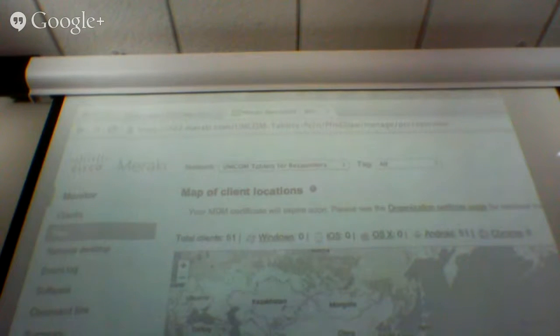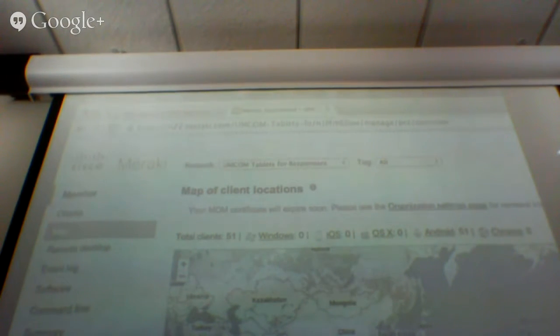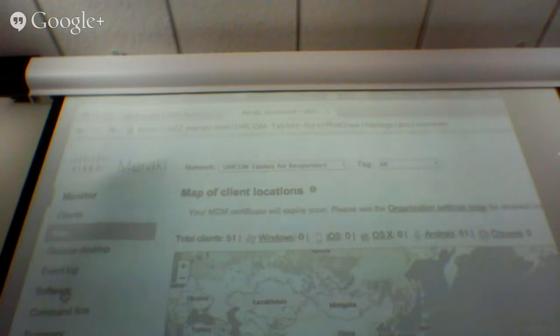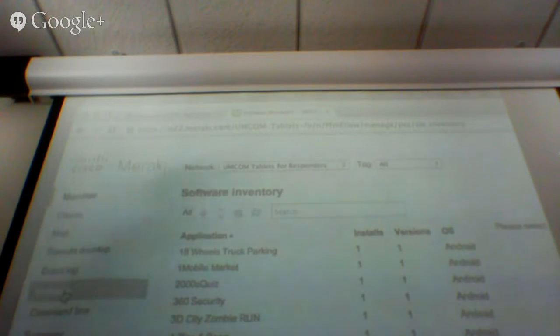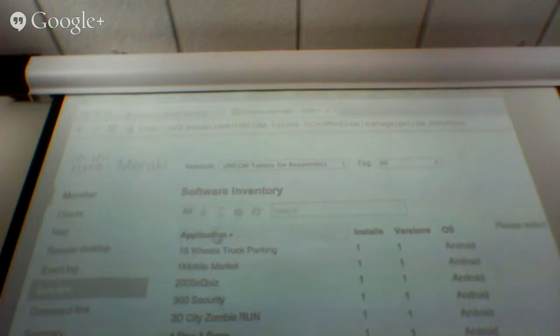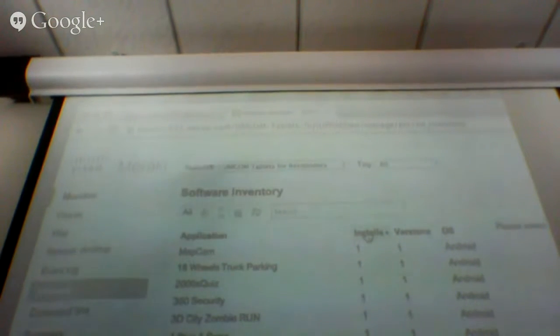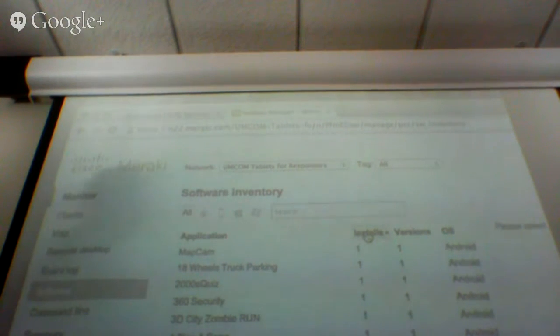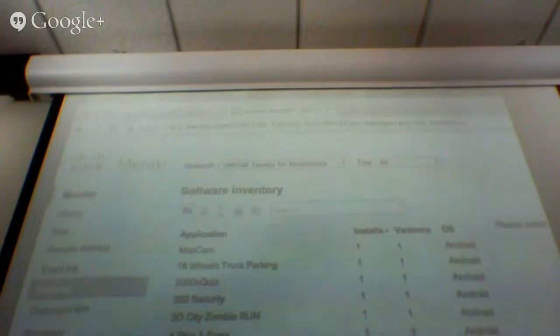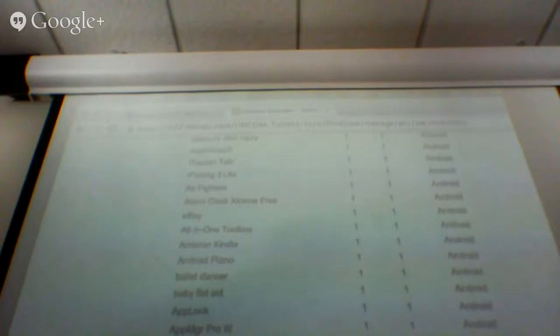What's interesting for us is to look at things like the one in Indonesia, and see what they've been using the tablet for since then. We can look at aggregated data, such as the software that's on all of these. We've got 51 clients we're tracking, and we can look at what applications they are using, what content they are using, and see what application's been downloaded the most. Somebody's using 3D City Zombie Run, whatever that is. Or 18 Wheels Truck Parking.